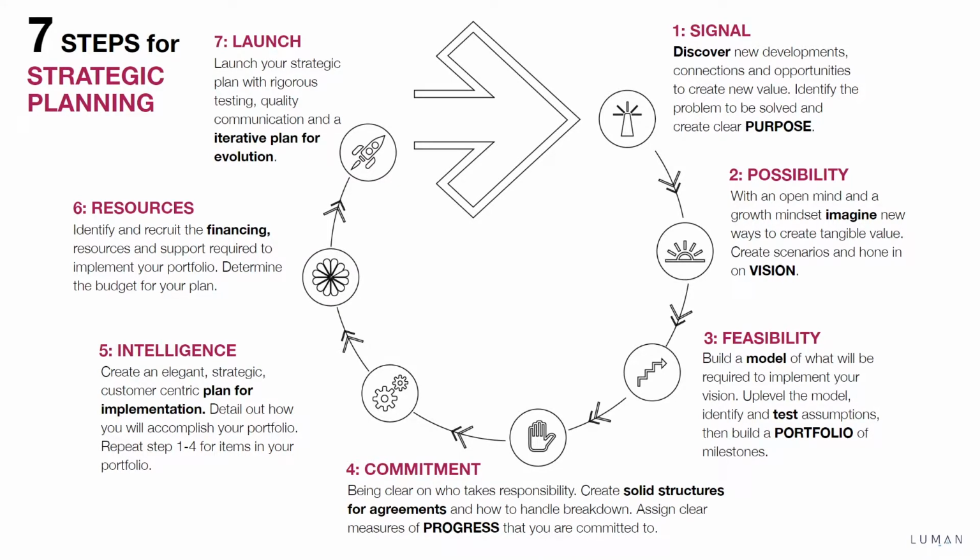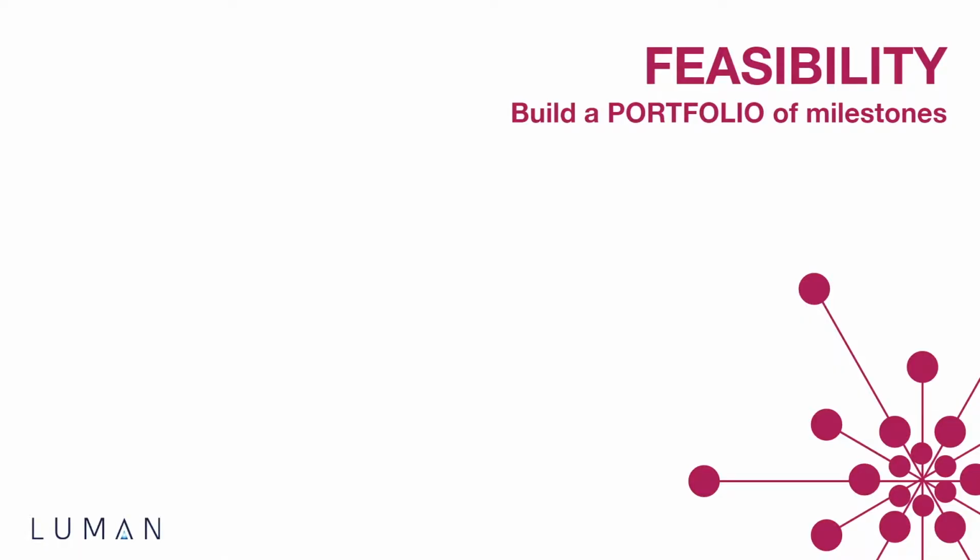Once you're clear on your purpose and you've anchored as a team together in purpose, and you've created an exciting narrative that is emotionally engaging, that you and your team are sharing about what you are creating together, the third step is, of course, to think about how that could even be possible. Right? So here in feasibility, you want to build a model of what will be required to implement your vision, and then also uplevel the model continuously and identify and test your assumptions. So then you can build a portfolio of milestones.